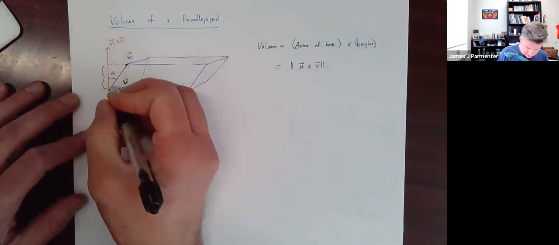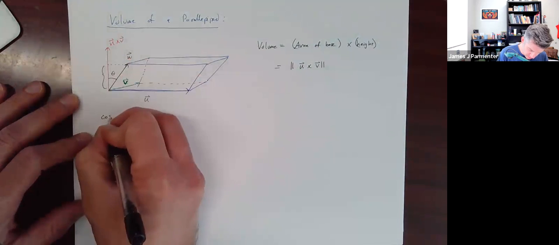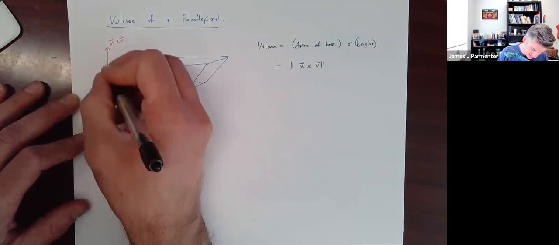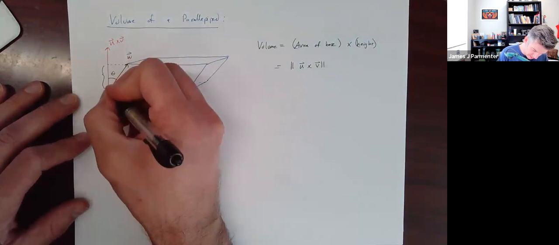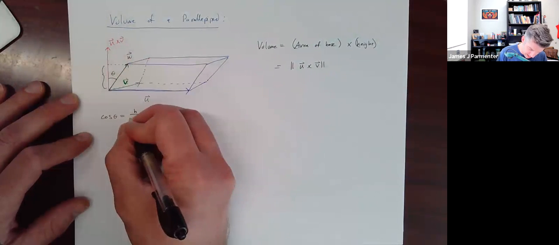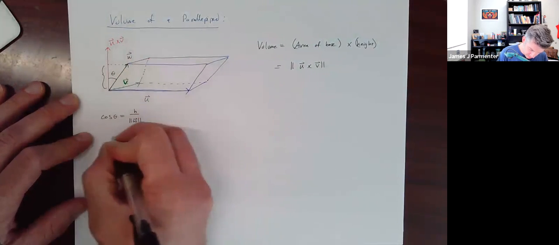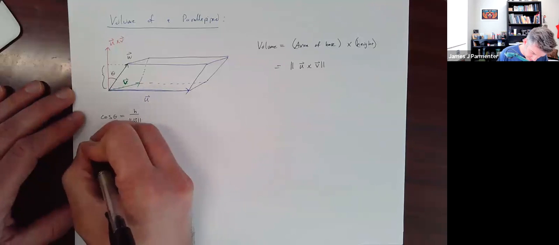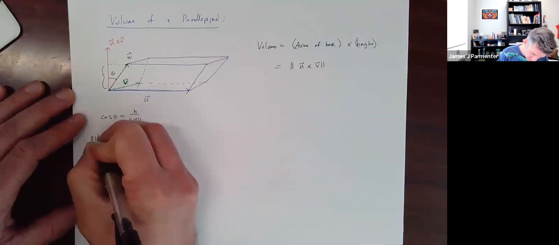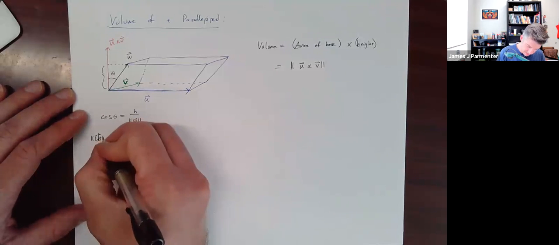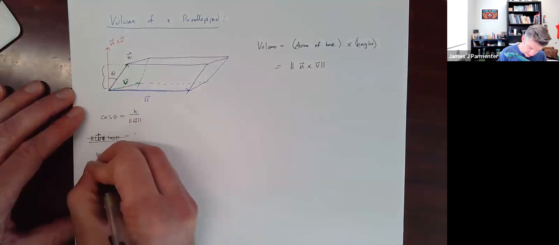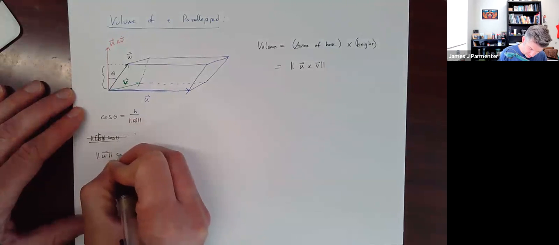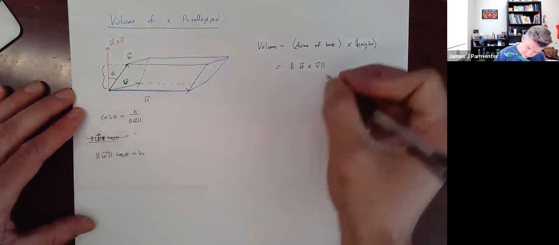that height, well, if I take cosine of this angle, cosine of theta is equal to the adjacent side, which is the height, divided by the hypotenuse, which is the magnitude of W. So the magnitude of W times cosine theta is equal to the height.